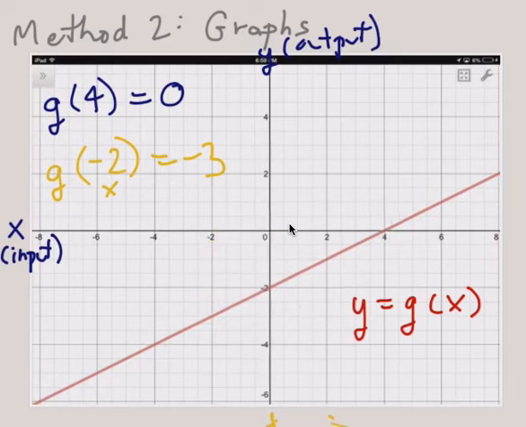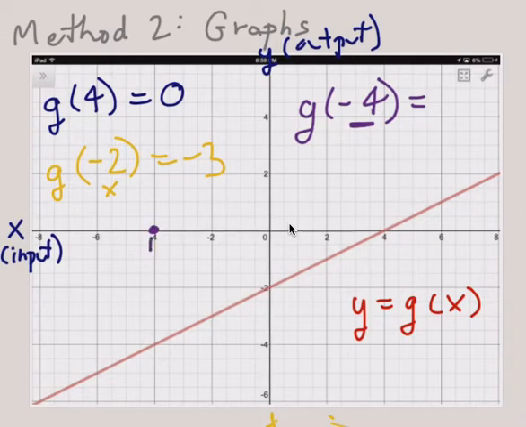Alright. The last example here, I might consider something, say, like g of -4. So for that, I go find -4 on the x-axis, since -4 is my input. And that's right here. I drop it down to see where it intersects the graph. And now I say, okay, there's the x value. What's the y value of this point?